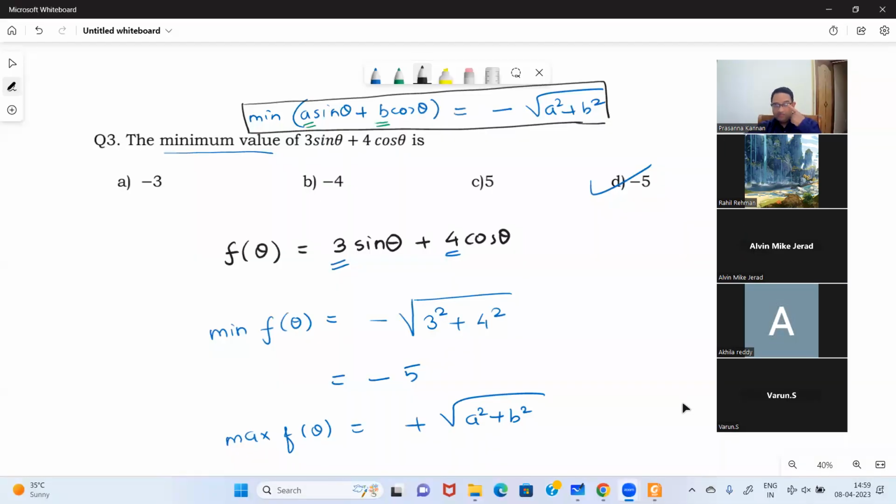Okay. So everybody, I hope you understood this question, how this is to be solved. The minimum value of 3 sin theta plus 4 cos theta is simply minus root of a square plus b square. If max value is asked, then do plus root of a square plus b square. That will give you the minimum and maximum values respectively. Once you have taken down, let me know, then we'll move on to the next question.